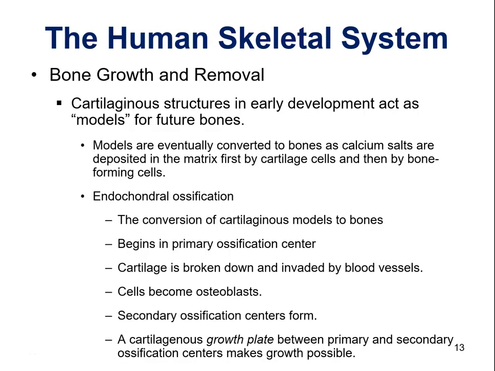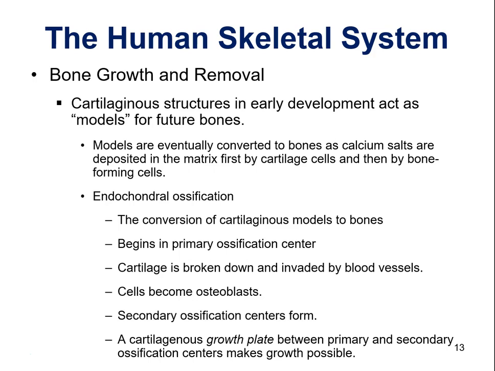Let's first talk a little bit about forming the skeleton, particularly bone growth and removal. We know that most of the human skeleton is made up of bone, so we're going to need to talk about bone a little bit more. We mentioned bone when we were talking about tissues, and we mentioned bone as being a type of connective tissue.